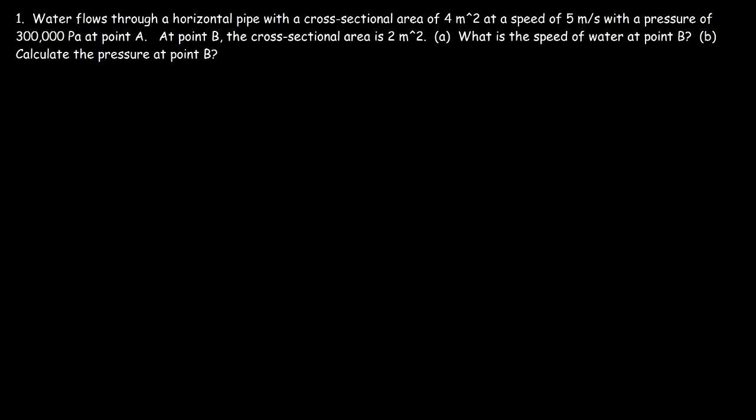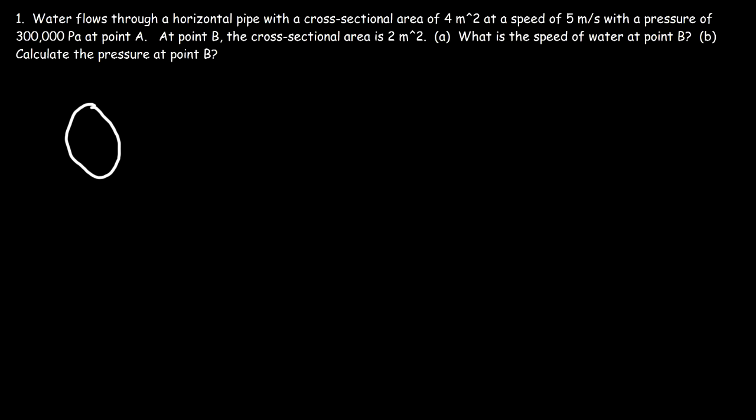In this video, we're going to focus on Bernoulli's equation to solve physics problems. So let's start with this one. Water flows through a horizontal pipe with a cross-sectional area of 4 square meters at a speed of 5 meters per second with a pressure of 300,000 pascals at point A. At point B, the cross-sectional area is 2 square meters. What is the speed of water at point B?